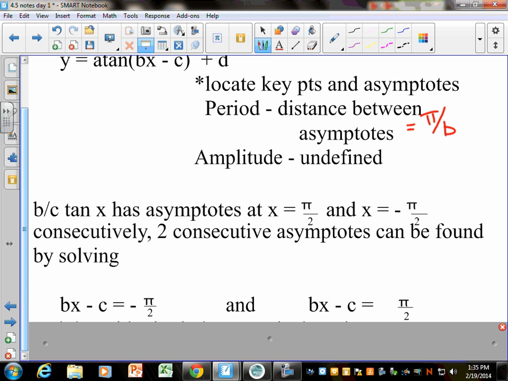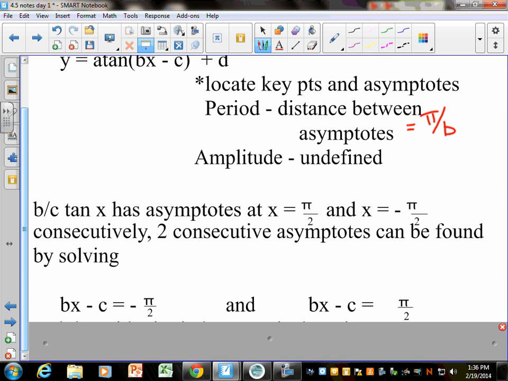Okay, so what we have to work on are the asymptotes. So normally tangent by itself, just tangent of x, has asymptotes at pi halves and negative pi halves. They're always going to be asymptotes as long as the period doesn't change. But if the period changes, this is how you can find 2 consecutive asymptotes. And this is what I'll be doing every time we graph this, is I'll start with my asymptotes. Because if I can find my asymptotes, then I know that graph.